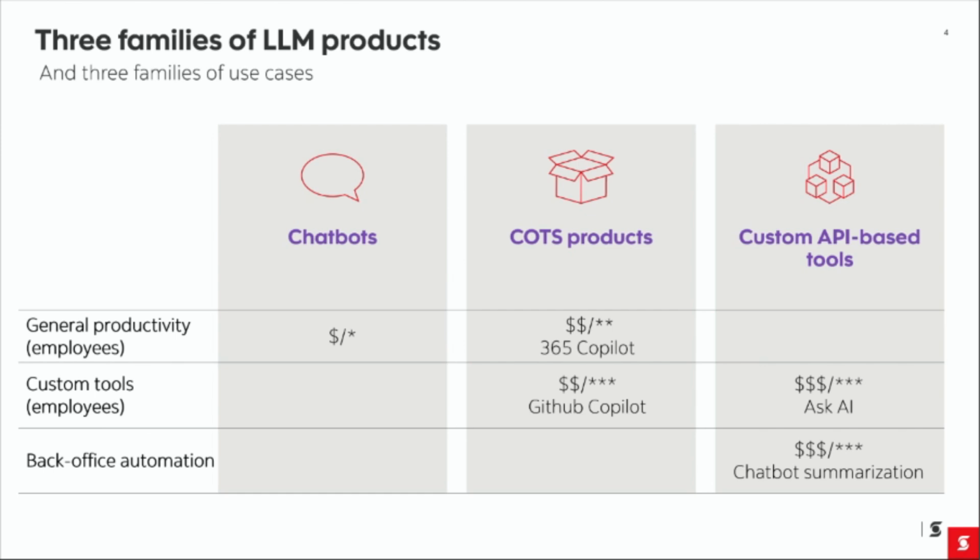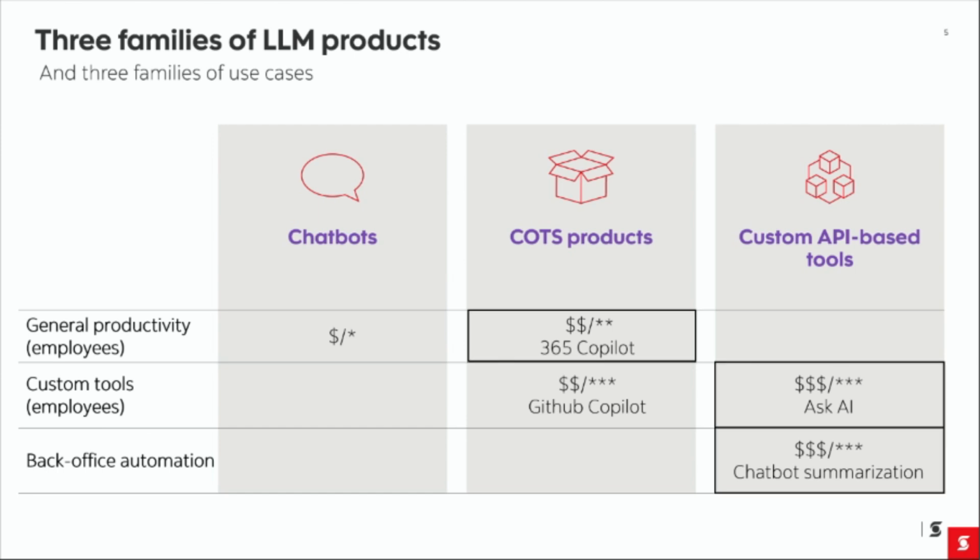And finally, the last family of use cases is really back office automation, and those are the use cases where there is no user interface. The LLM is doing something in the background for you, which makes a process essentially smoother, more efficient, faster, cheaper. An example of that is chatbot summarization, and we will get back to that shortly. In the rest of my talk, I'm going to cover 3 of those use cases. So I will talk a little bit more about what Copilot is doing for us at Scotiabank. I will talk about our RAG, Ask AI, and I will talk about one back office automation via LLMs, chatbot summarization.